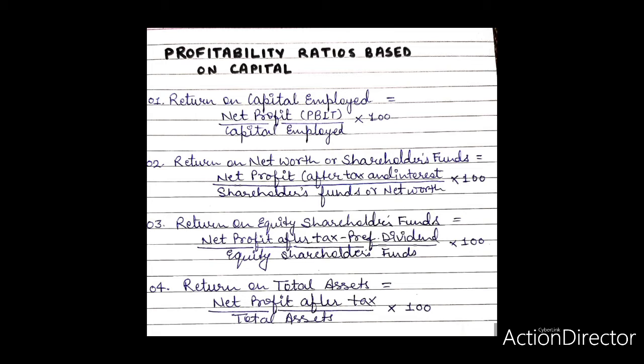Sometimes profit is expressed as a percentage of paid up equity share capital to know the dividend paying capacity of the company. This is considered to be a better measure of profitability for inter-firm comparison and is expressed as a formula: net profit after tax minus preference dividend divided by equity share capital, which is paid up capital, multiplied by 100.